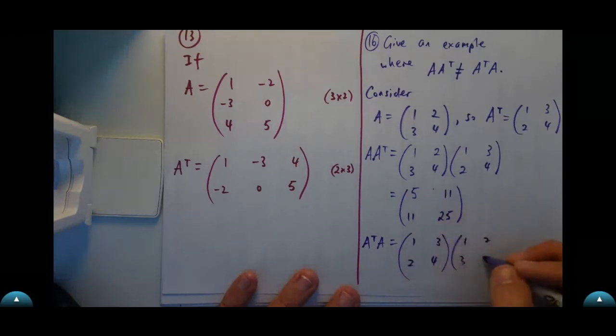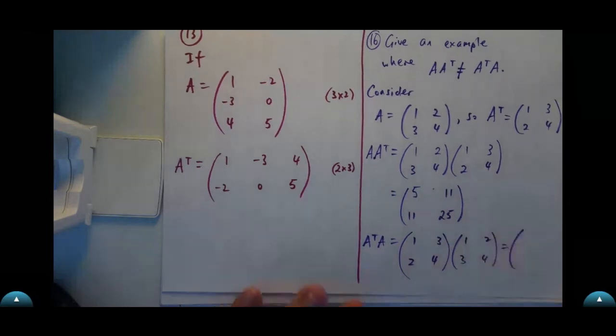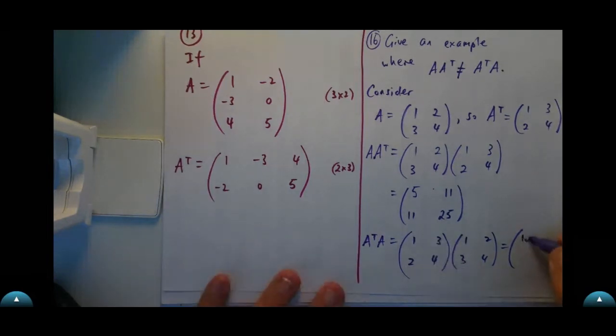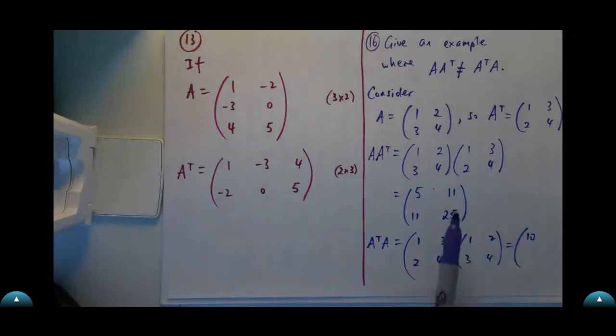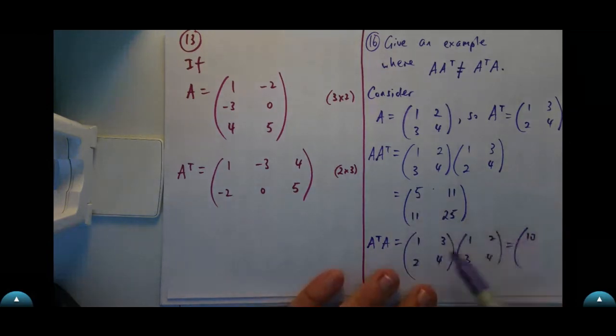1, 2, 3, 4. Okay, let's see what happens. 1 times 1 plus 3 times 3. Well, this entry is 10. So remember, two matrices are equal if and only if the corresponding entries are equal. So this matrix cannot be equal to this matrix because this entry is different from this entry. But let's work out the other parts.